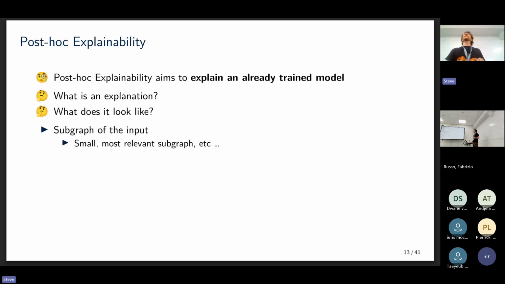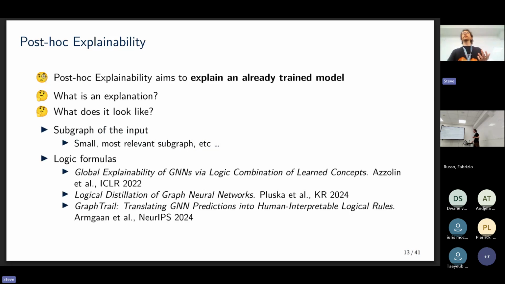So basically, the first category of explanations are subgraphs of the input, but there exist other categories like extracting logic formulas. So here the idea is that you take your GNN and you try to extract a logic formula that encodes the same processing of the graph neural network. Actually, in this talk, we will focus only on the subgraph-based part, but I'm leaving here some references in case you are interested in knowing more.